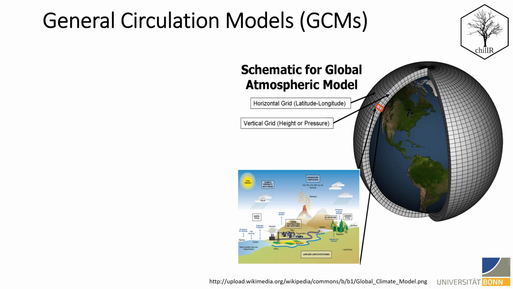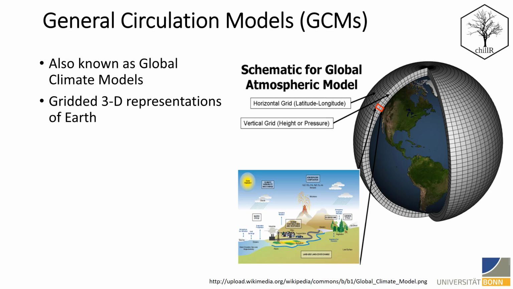But what are these models? Well, they're generally called general circulation models or also global climate models. In either case, the abbreviation is GCMs. So this is what you'll often see in the climate change literature, GCM.